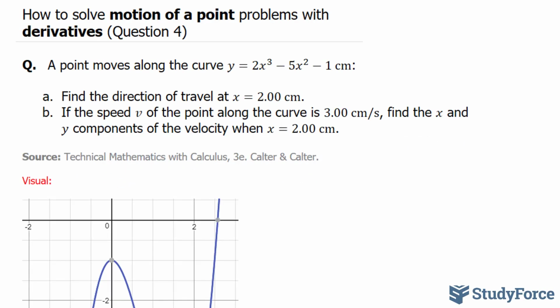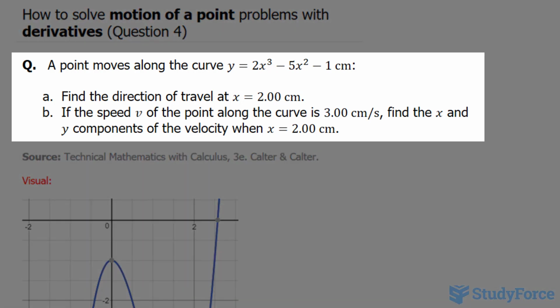In this video, I'll show you how to solve motion of a point problems with derivatives. This is question 4 in the series. The question reads, a point moves along the curve y is equal to 2x to the power of 3 minus 5x squared minus 1, and the units are in centimeters.